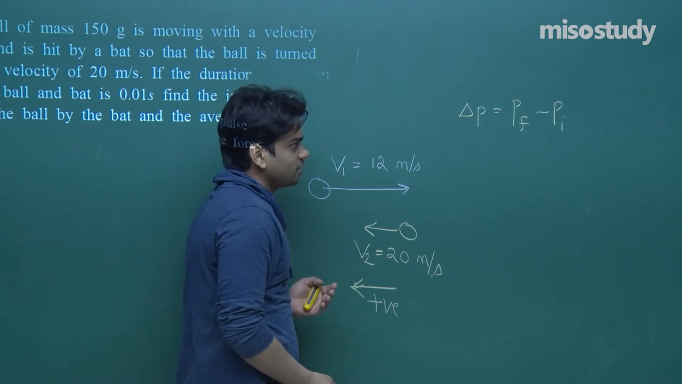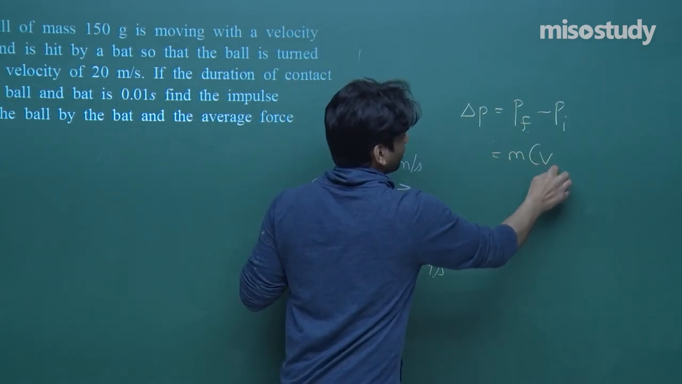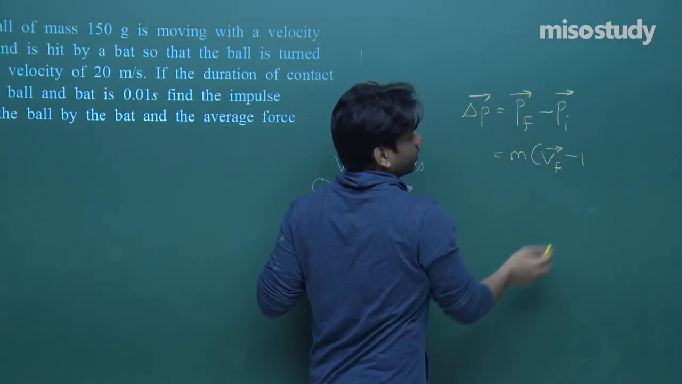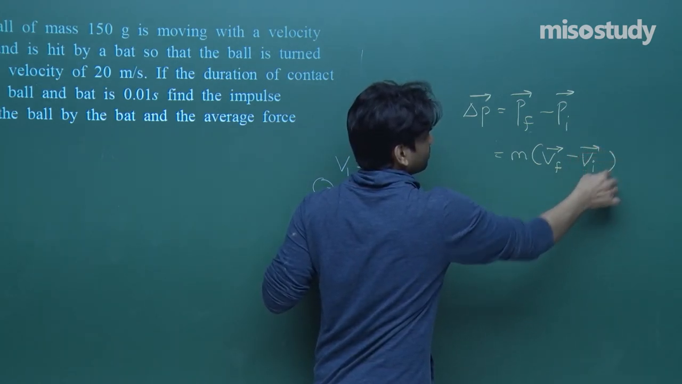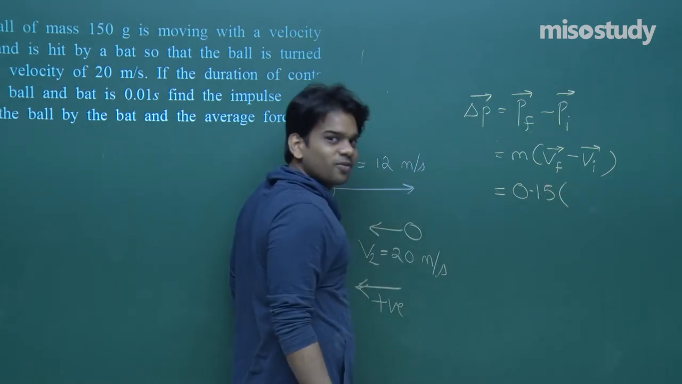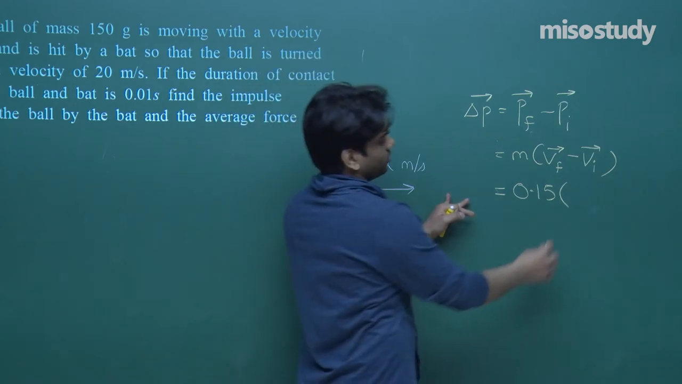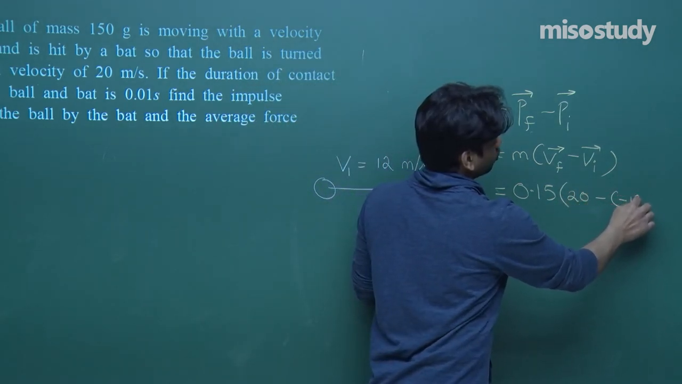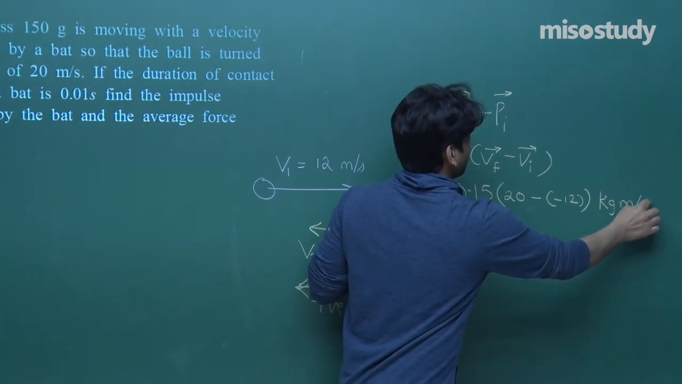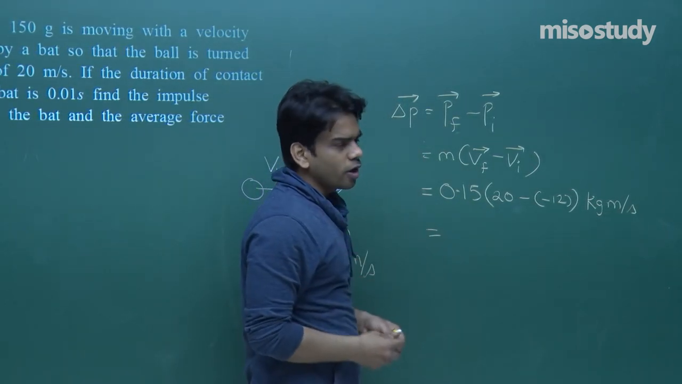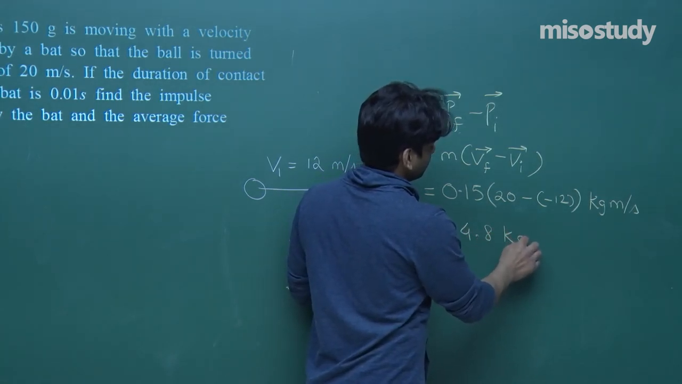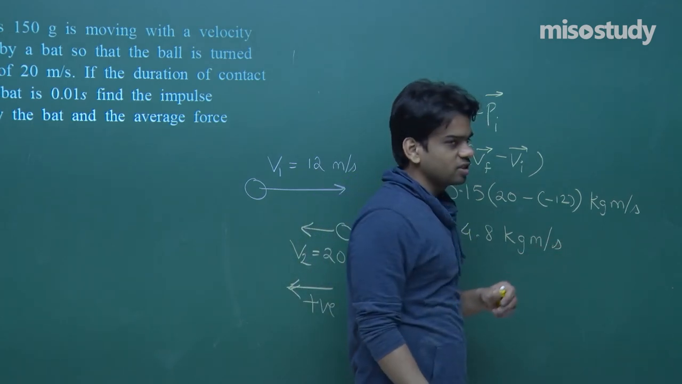So we'll be having mass into final velocity minus, and here it's a vector, so we need to use vector sign, minus initial velocity. Mass is 150 grams, so 0.15 kg. Change in velocity, 20 minus minus 12. Understand, 20 minus minus 12. So with proper units, kg meter per second, that is 32 into 0.15, that will give you 4.8 kg meter per second. Just check the calculation.